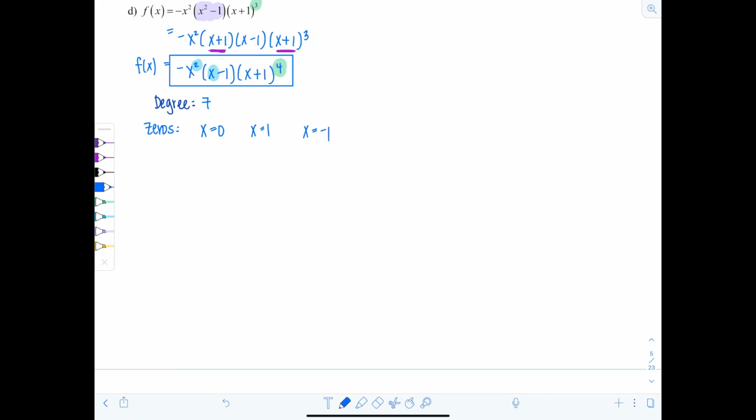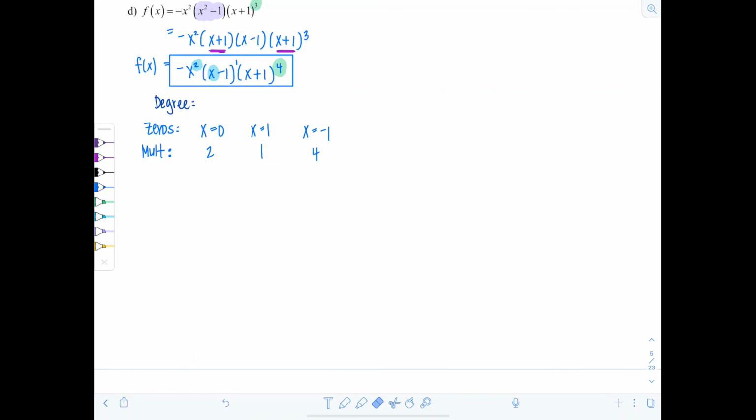What is the multiplicity of each of these zeros? So on x equals 0, look at the exponent. The multiplicity is 2. On x equals 1, look at the exponent here. It's a 1. And on x equals negative 1, the multiplicity is going to be 4.